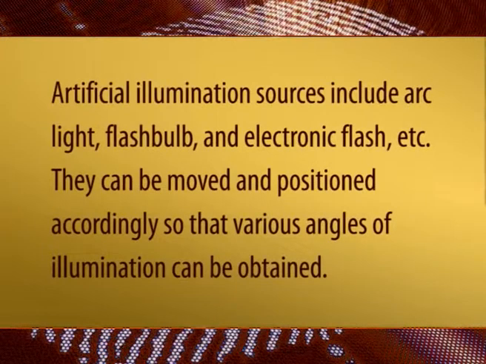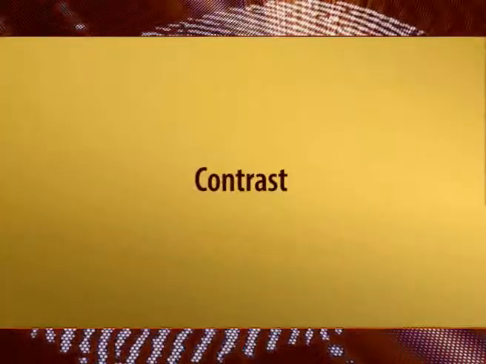Artificial illumination sources include arc light, flash bulb, electronic flash, etc. They can be moved and positioned accordingly so that various angles of illumination can be obtained. Control of the illumination angle is difficult when available light, such as sunlight or normal room light, is being relied upon for the exposure. Thus, artificial illumination is preferred when control of the angle of illumination is important. For this, one should try different angles if it is not sure which angle of illumination is to be used.